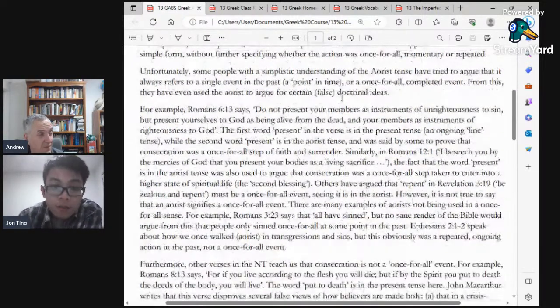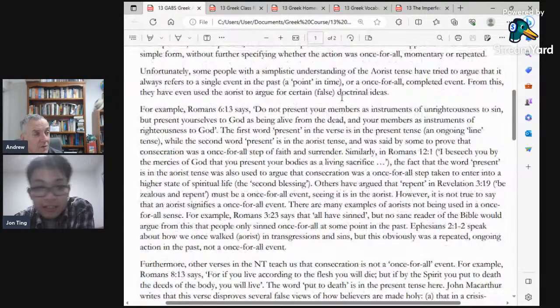Yep. For example, Romans 6:13 says, "Do not present your members as instruments of unrighteousness to sin, but present yourselves to God as being alive from the dead, and your members as instruments of righteousness to God." The first word, present, in the verse is in the present tense, an ongoing line tense, while the second word, present, is in the aorist tense, and was said by some to prove that consecration was a once-for-all step of faith and surrender.